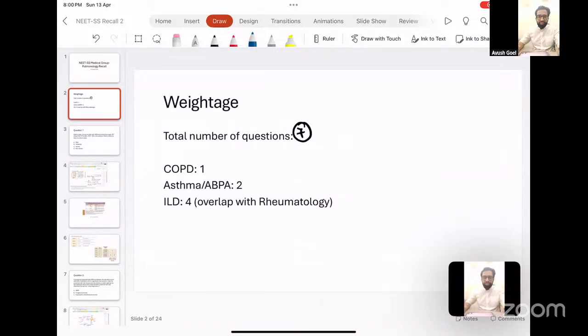So coming first to the weightage. Close to around 7 questions were asked from pulmonology in this year's exam, out of which 1 question was asked on COPD, 2 questions were asked from asthma and ABPA, and there were around 4 questions based on interstitial lung diseases. Some of these questions had an overlap with rheumatology.